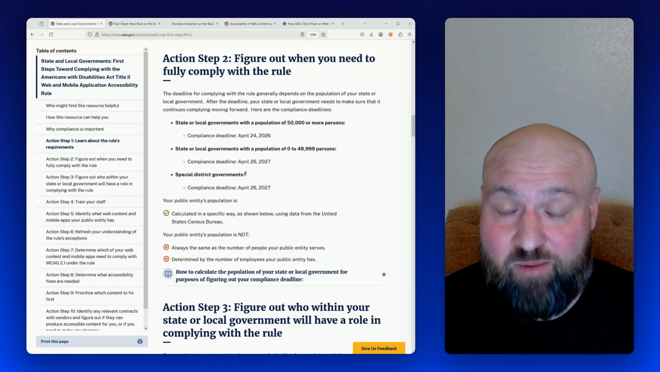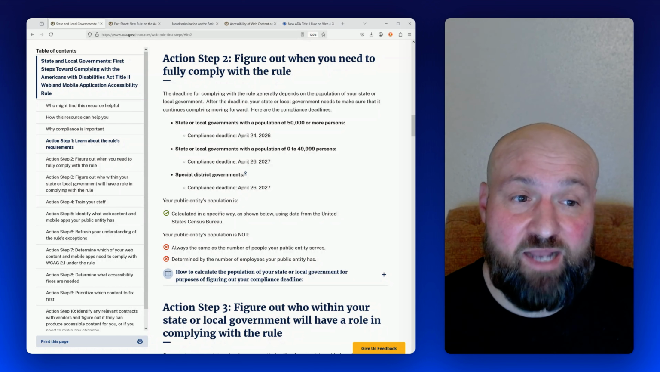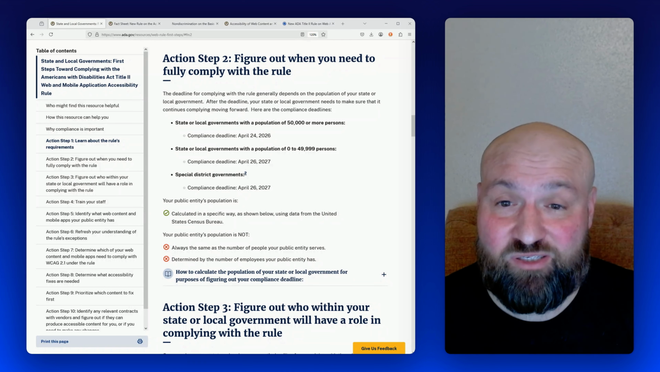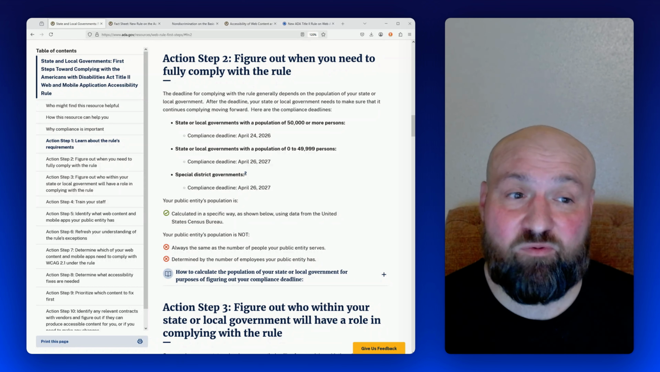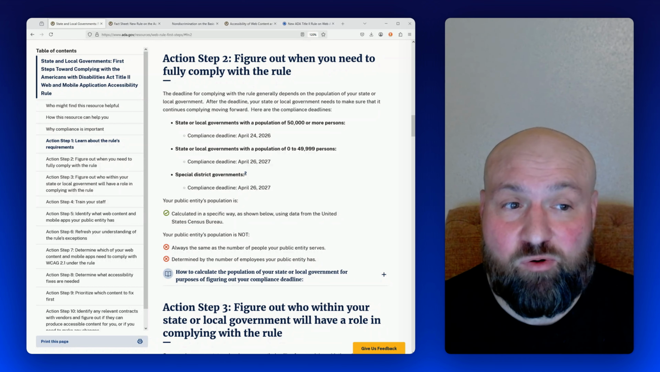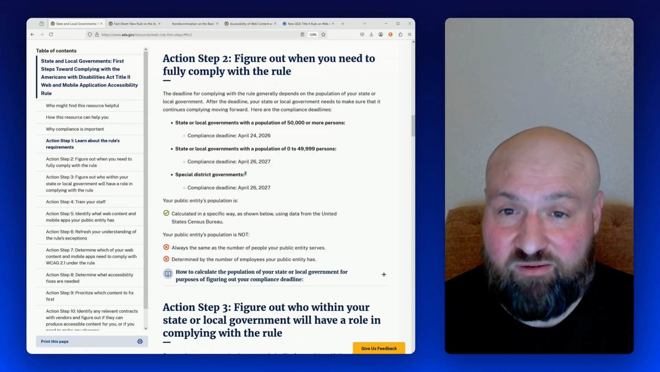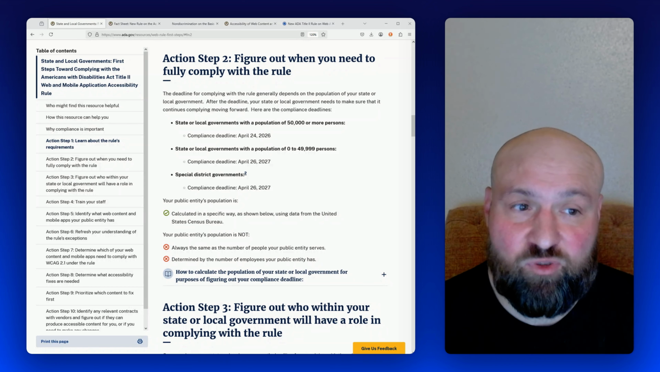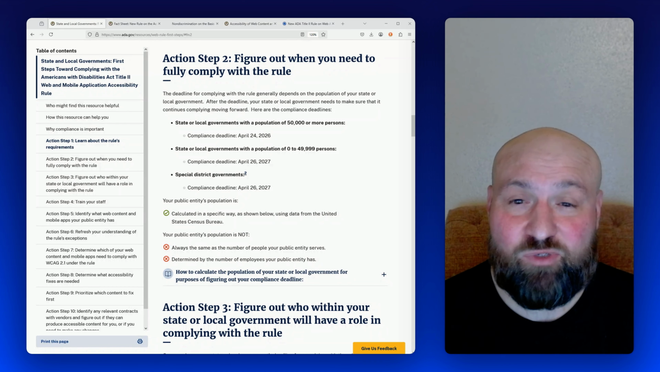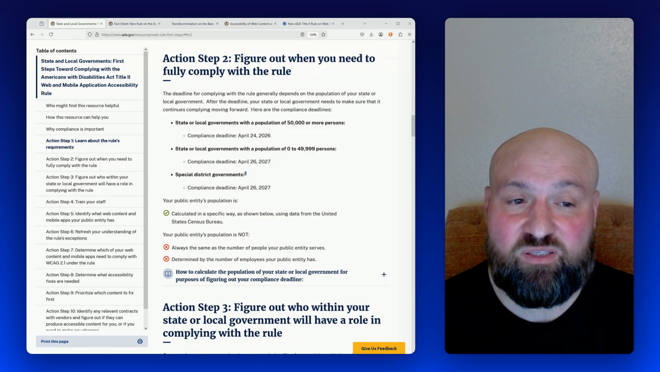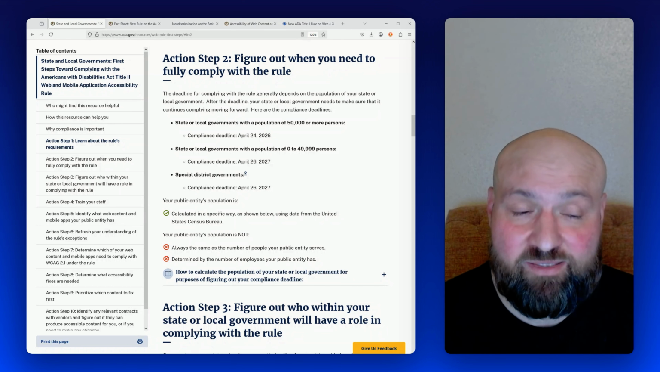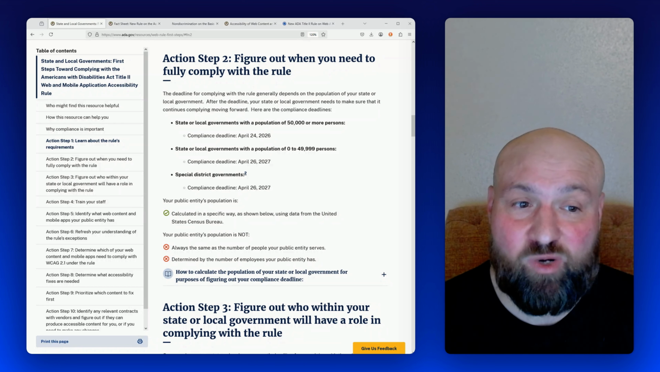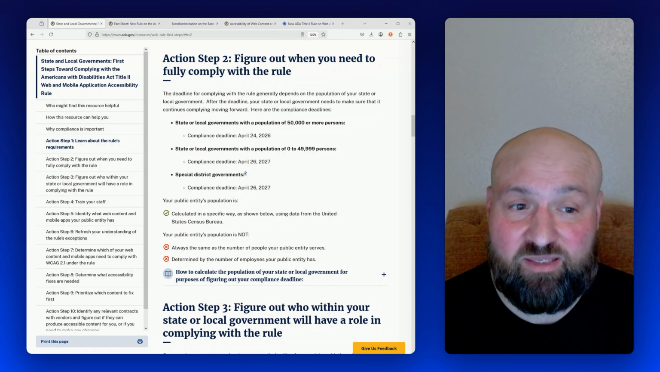It's already been 10 months as of this recording that the web rule was published. So now there's significantly less time. You need to start work on this right now. And so for state or local governments with a population of 50,000 or more, you have until April 24th, 2026. So just over a year from now. For state or local governments with a population of 49,999 or less, you have until April 26th, 2027. The same as for special district governments.